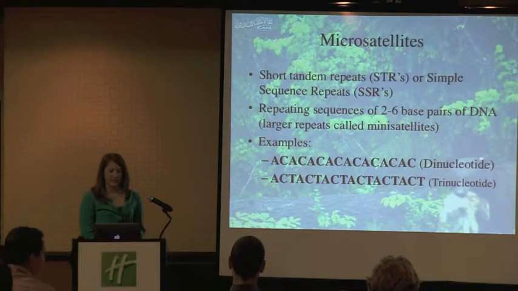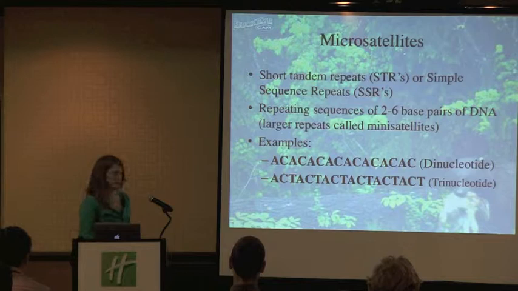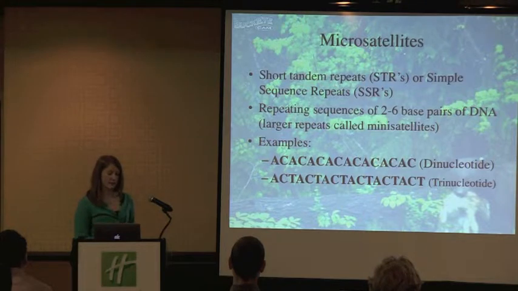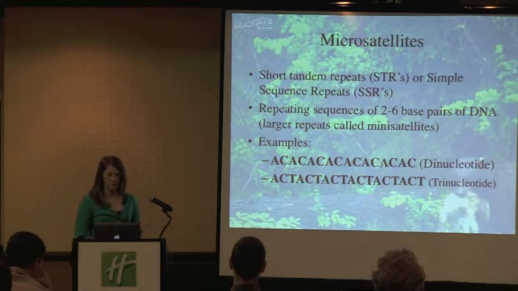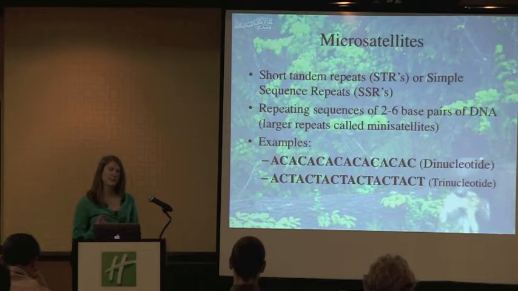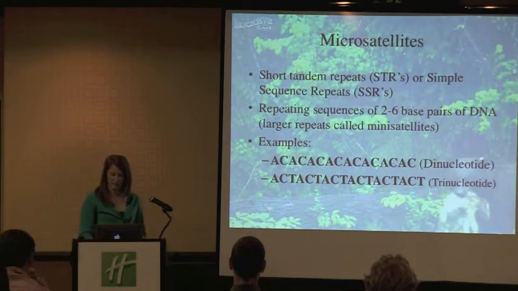Microsatellites are short tandem repeats or simple sequence repeats. They're usually between 2 and 6 base pairs of DNA. Dinucleotide repeats are the most common, just shown here. They're 2 base pair repeats repeated over and over again, and usually that region is between 100 and 200 base pairs in length.